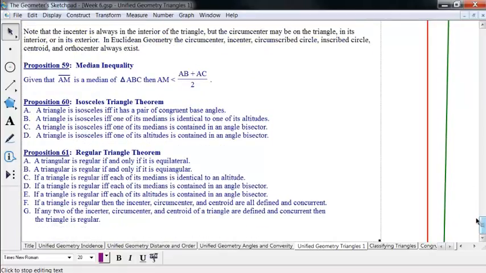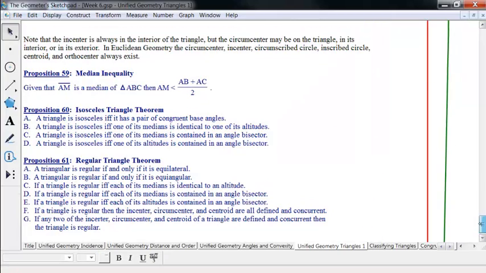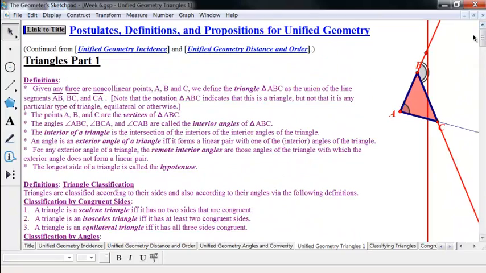There's an inequality about medians. And then we have an isosceles triangle theorem. Actually, part A repeats an earlier theorem, and parts B, C, and D relate to some of these things about triangle centers here. And so does Proposition 61, it kind of relates to some of this earlier. One thing it says is that it's regular if and only if it's equilateral, and it's regular if and only if it's equiangular. Okay. All right, so there's a quick overview of all the statements of the theorems and the definitions and the one postulate we added here.